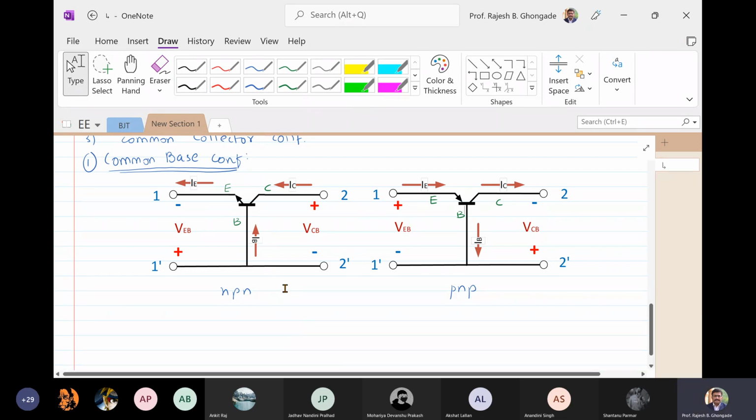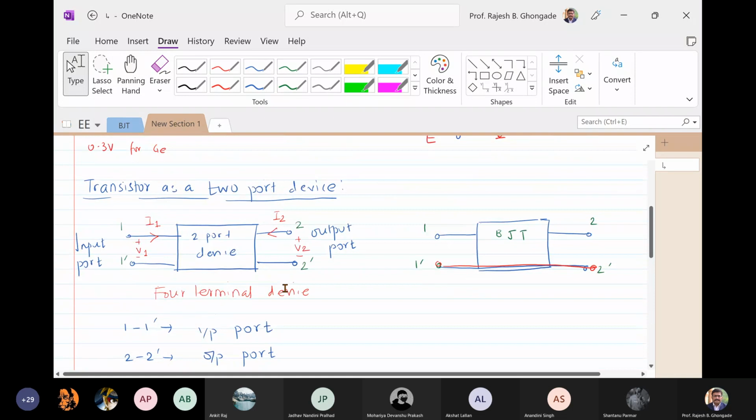I'll explain it once more. Transcript point: transistor as a 2-port device. What do you mean by this? It means that you can.